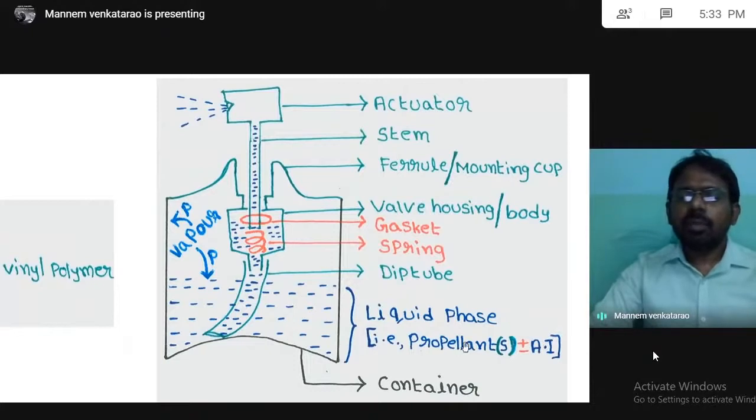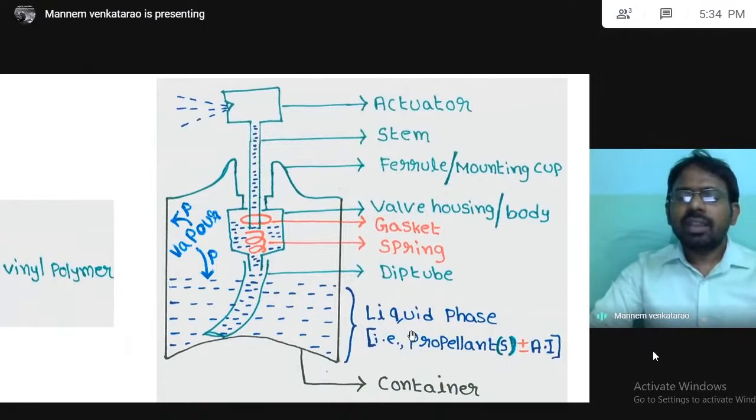Next, this propellant supplies the vapor. The role of the propellant is to supply the vapor. This vapor exerts pressure on the surface of the liquid and the walls of the container. Due to this pressure, the liquid will be forcefully ejected out. That's the important component in aerosol: the propellant.